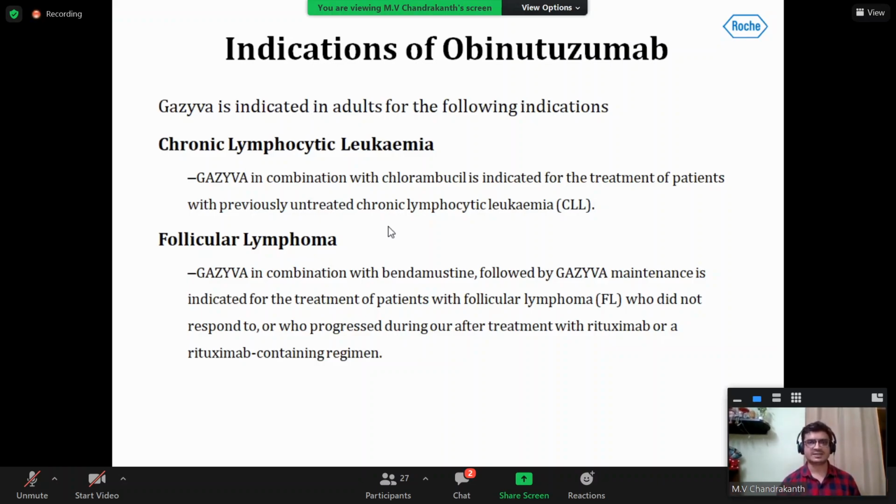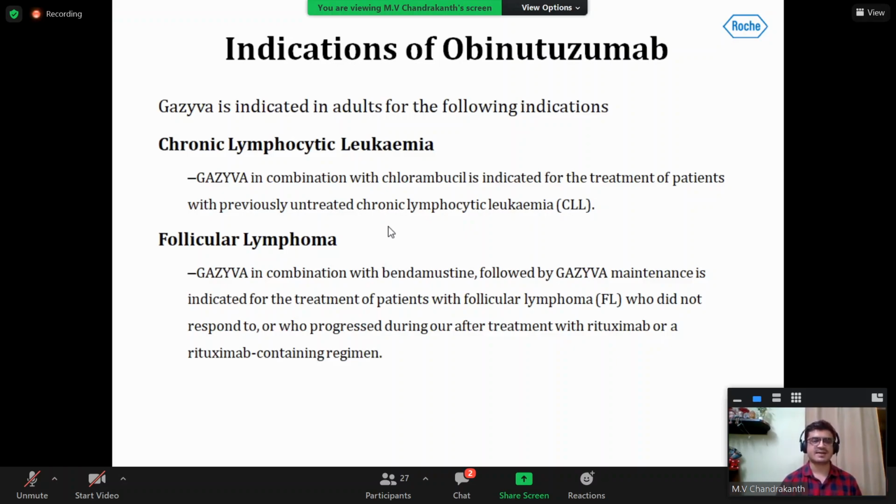So what are the indications of obinutuzumab in clinical practice? We have approval basically for chronic lymphocytic leukemia, in combination with chlorambucil. And number two, we have approval in follicular lymphoma in combination with bendamustine, followed by Gazyva maintenance. So as of now, the approval is for this. So it is indicated in adults with these two indications, CLL and follicular lymphoma.